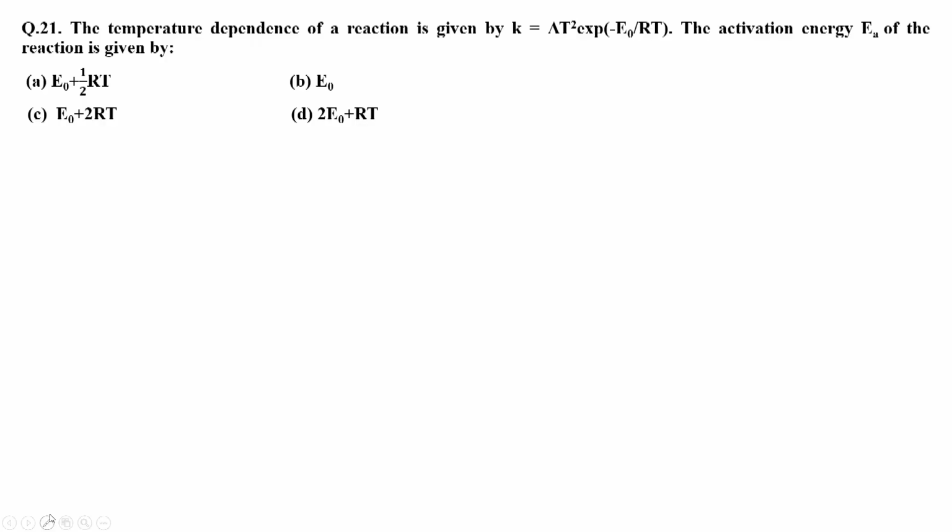So, we discuss now problem number 21. It says the temperature dependence of a reaction is given by k equals A T to the 2 e to the minus E naught by RT. The activation energy EA of the reaction is given by, okay, this is a multiple choice question and it is a very simple question. We discussed a similar question before. So, it is given k is A T to the 2 e to the minus E naught by RT.